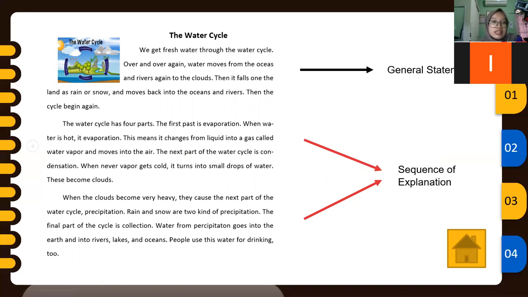Okay, I want to ask Rosa. What is the title of this text? Water cycle. Excellent, Rosa. And Rully, why are the second paragraph and the third paragraph the sequence of explanation? Yes, because they explain about part of the water cycle. Alright, good job, Rully. And then last is Shakila. Where is the general statement of this text? Yes, it's the first paragraph. Good job, students.